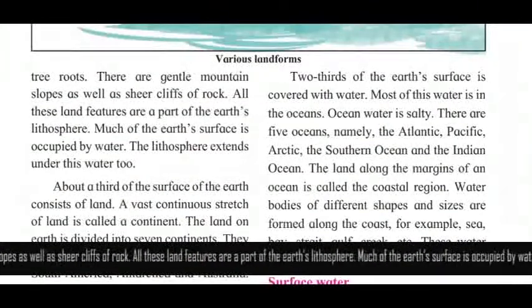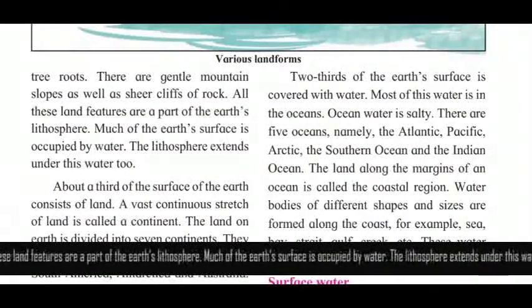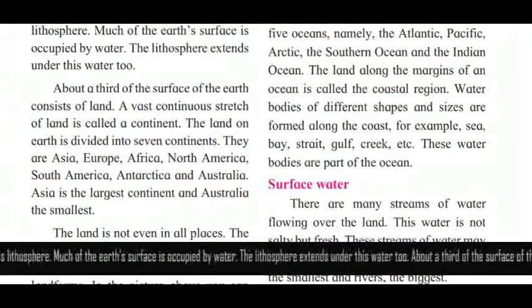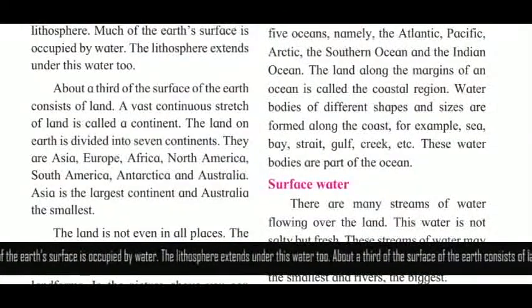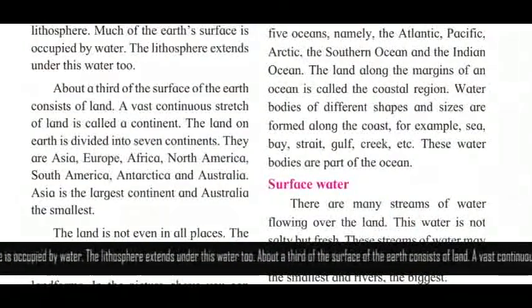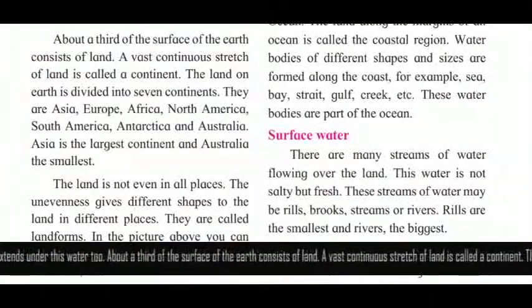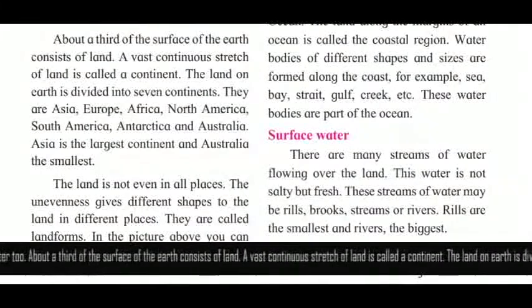Much of the Earth's surface is occupied by water. The lithosphere extends under this water too. About a third of the surface of the Earth consists of land. A vast continuous stretch of land is called a continent.